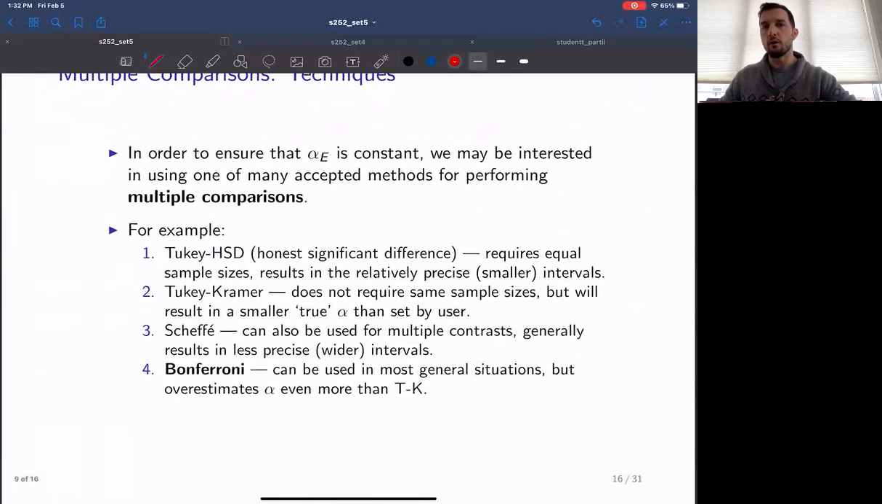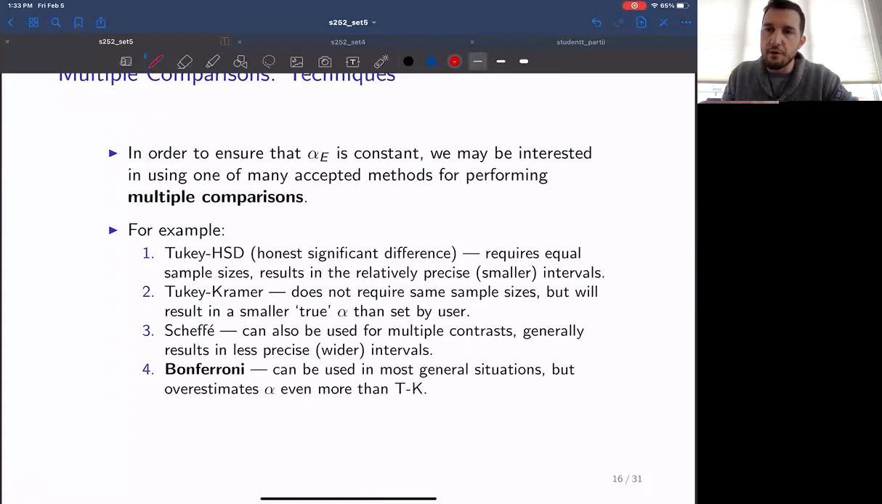Now, in order to find the value of alpha I, you first set alpha E. Alpha subscript E, our experiment-wise significance level, we declare, and this value usually matches what is given from the ANOVA. So if our ANOVA is conducted at the 5% significance level, our alpha subscript E is going to be 0.05. If the ANOVA is conducted at the 1% significance level, our alpha subscript E will be 0.01.